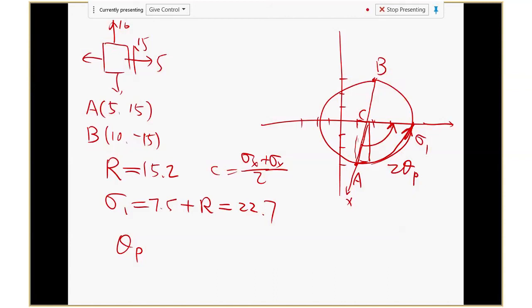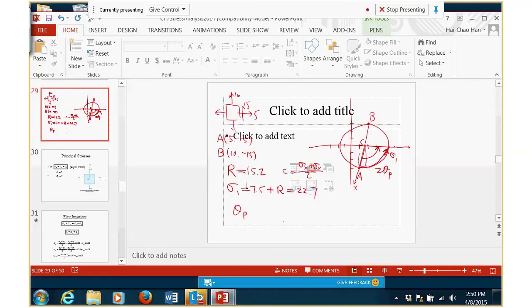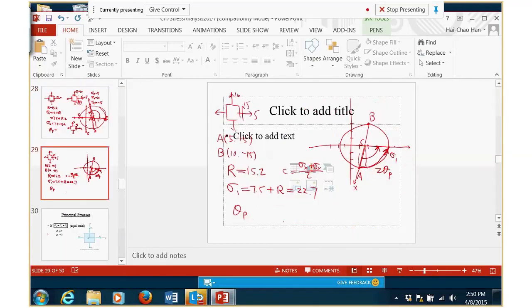Okay, any questions about Mohr circle? Do you all need more in-class examples, or can you handle the Mohr circle now? All right, try the homework first. I'm going to send this.